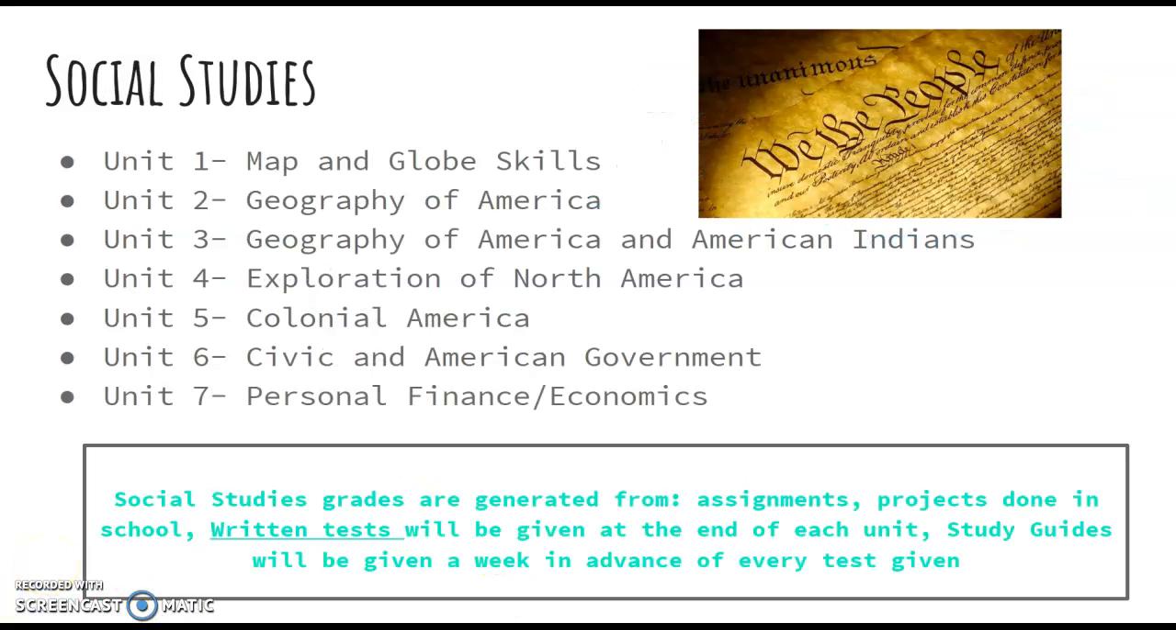There are 7 units that make up our social studies curriculum. Written tests will be given at the end of each unit, and study guides will be given a week in advance of every test given. Your child will be with another teacher for social studies. We'll talk more about this at curriculum night.